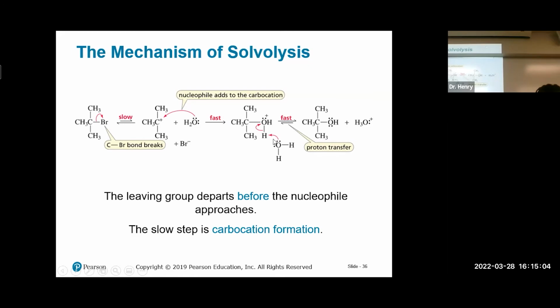And then another water molecule is going to come and donate its electrons to the hydrogen. The bond between the hydrogen and the OH is going to be broken. And then we're going to get the hydroxide added on to the tertiary carbon, or that center carbon. And then we're going to end up with hydronium ion as a byproduct.